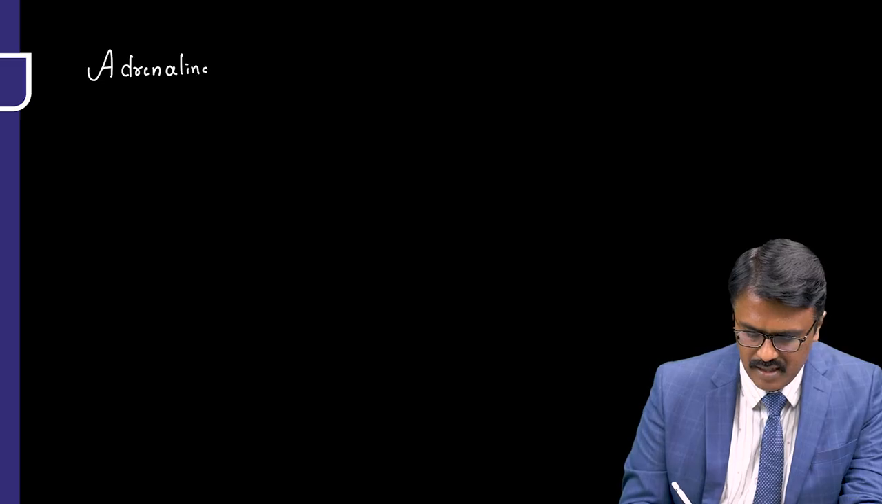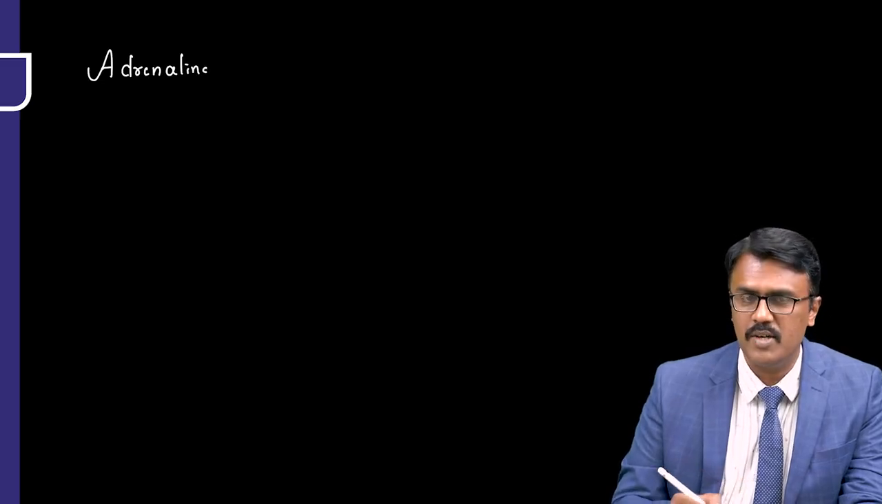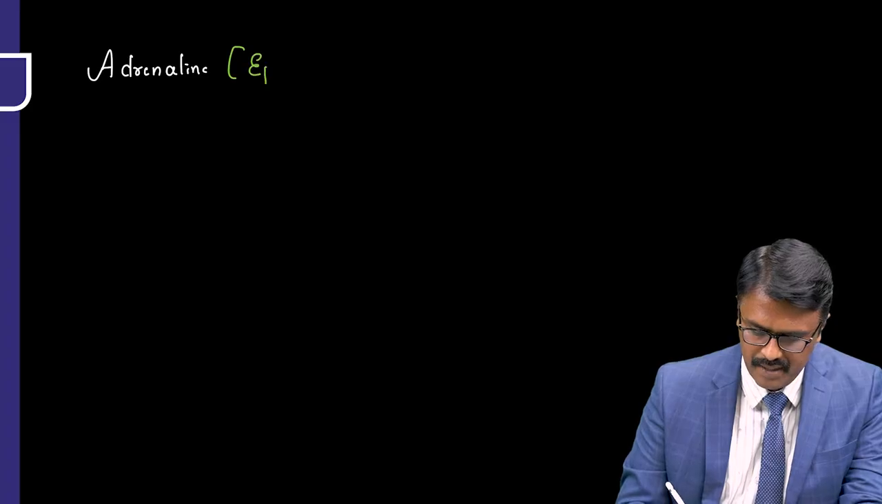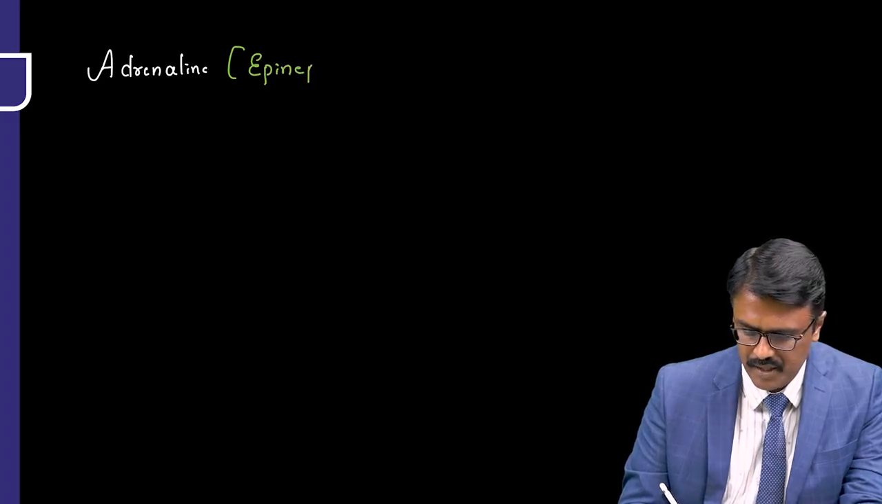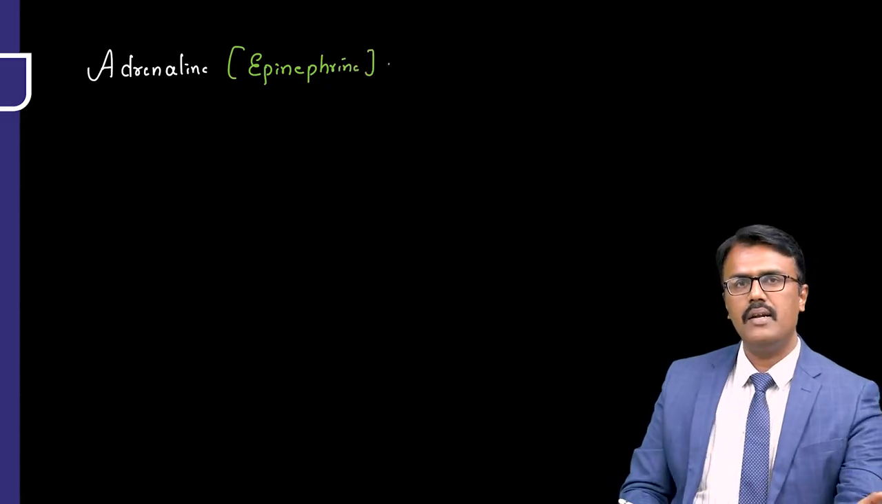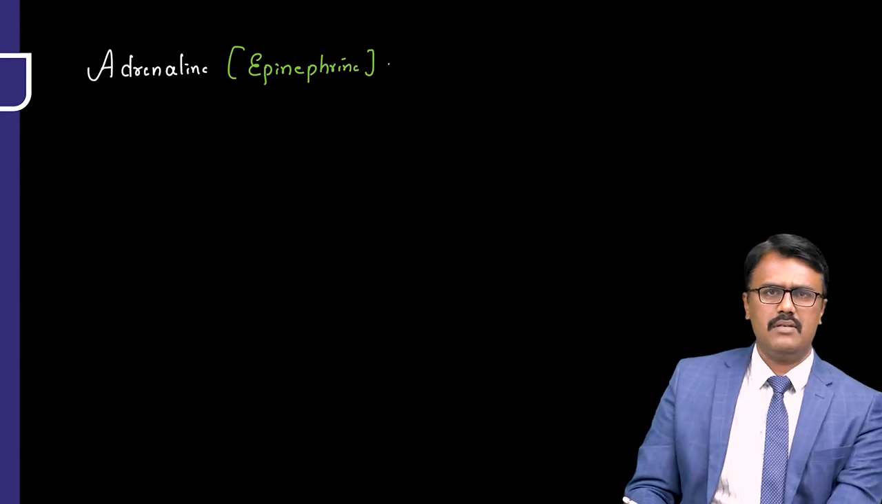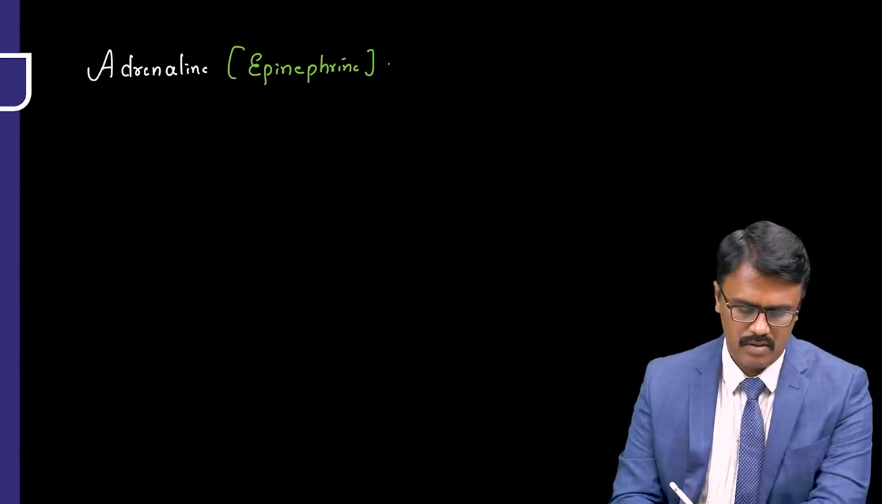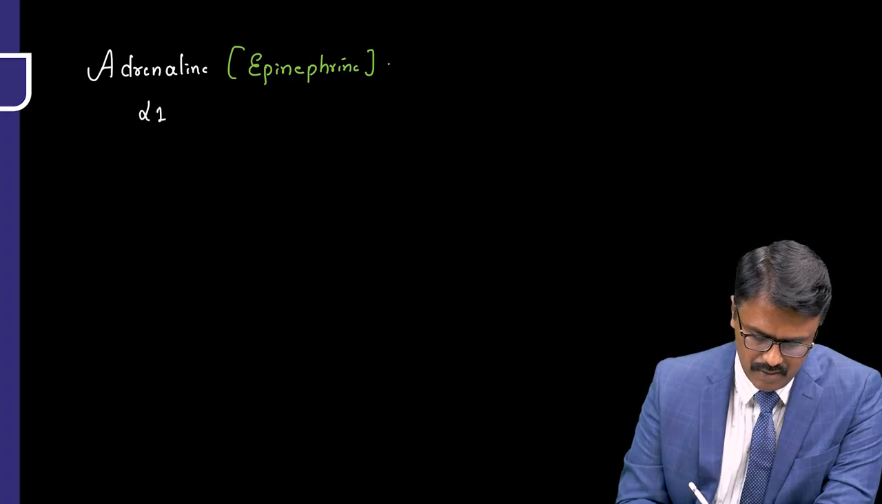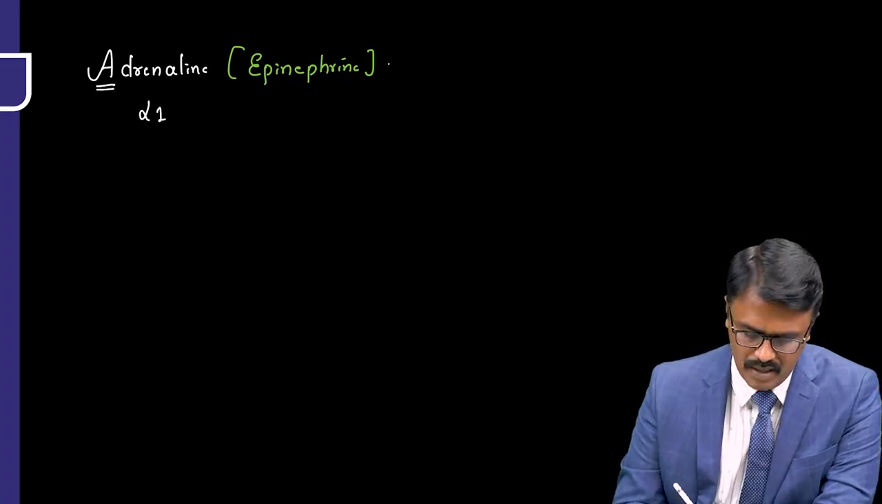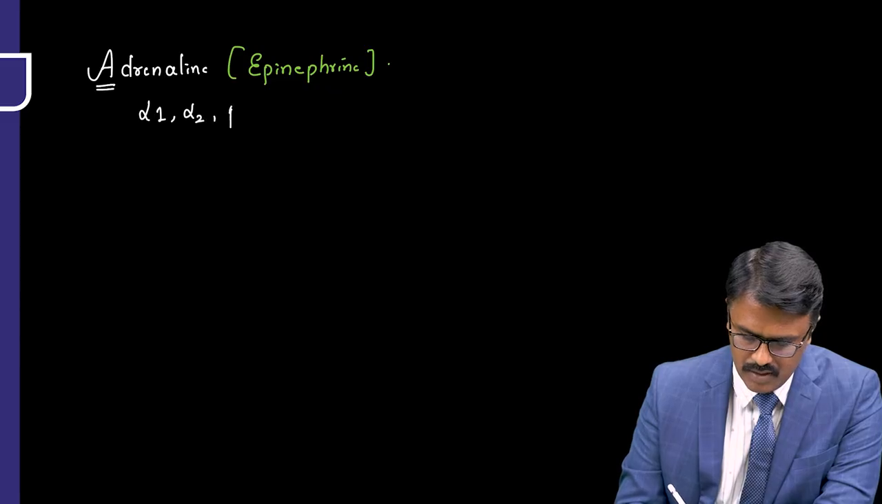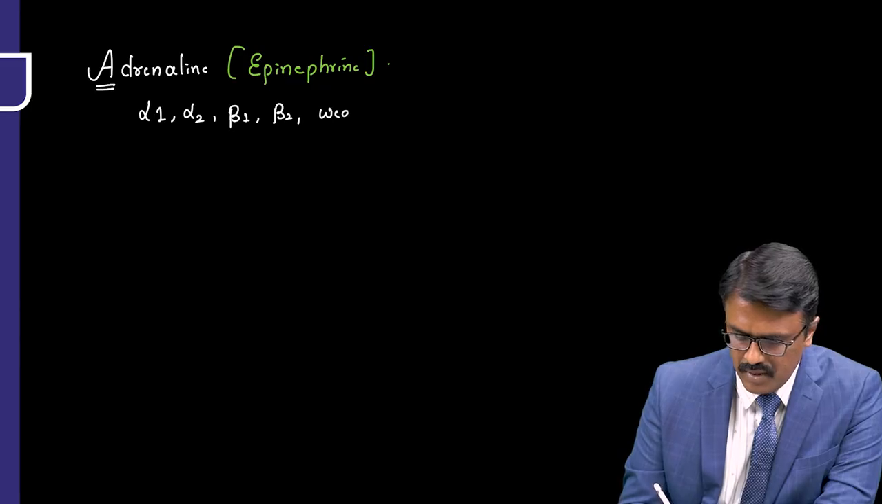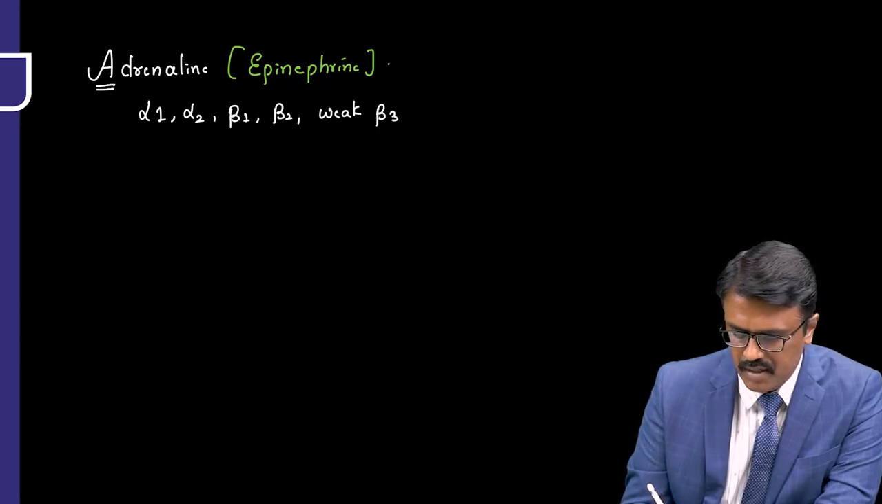The name is adrenaline. It is also called by one more name. What is it? Epinephrine. It is also called epinephrine. Now adrenaline can act on all the receptors. What are the receptors? It can act on alpha 1. So remember, adrenaline for all. Alpha 1, alpha 2, beta 1, beta 2, and also on beta 3. Weak beta 3 action.